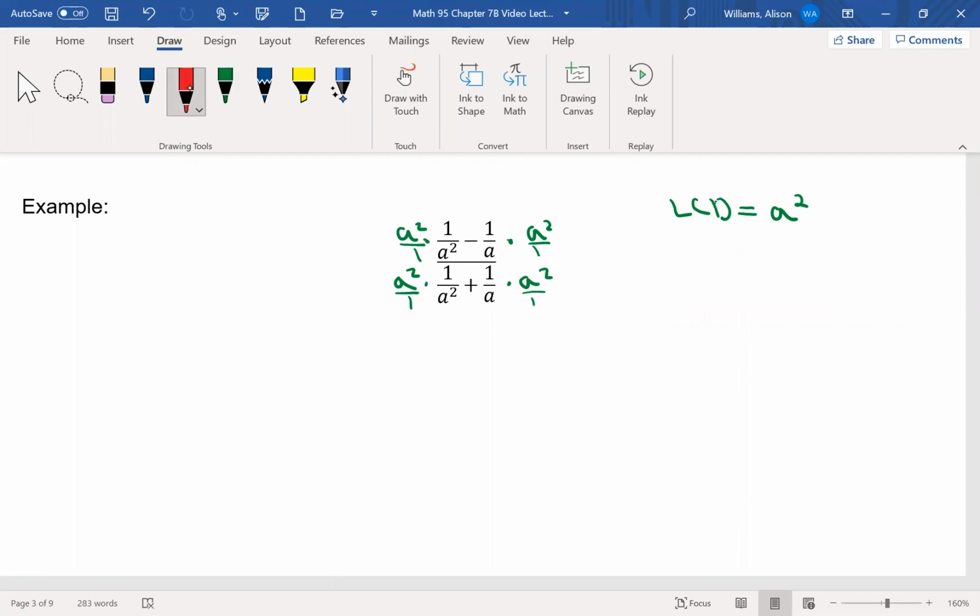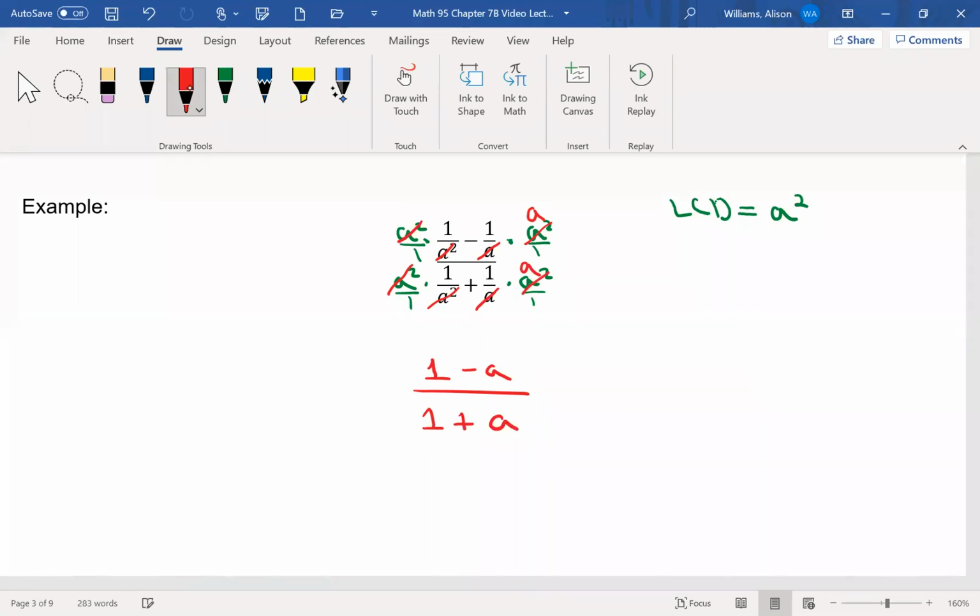And what that's going to do is reduce with every single denominator in the complex fraction. So in this very first term, the a squared over 1 times 1 over a squared, the a squareds are going to cancel, and I'm left with 1. On this second term, a is going to reduce with one of the a's up here, and I'm left with just a, and it's minus a. In this denominator, these a squareds are going to cancel completely, and again, I'm left with 1. And here, the a is going to reduce with one of the a's. I'm left with just a single a, but it's plus 1.